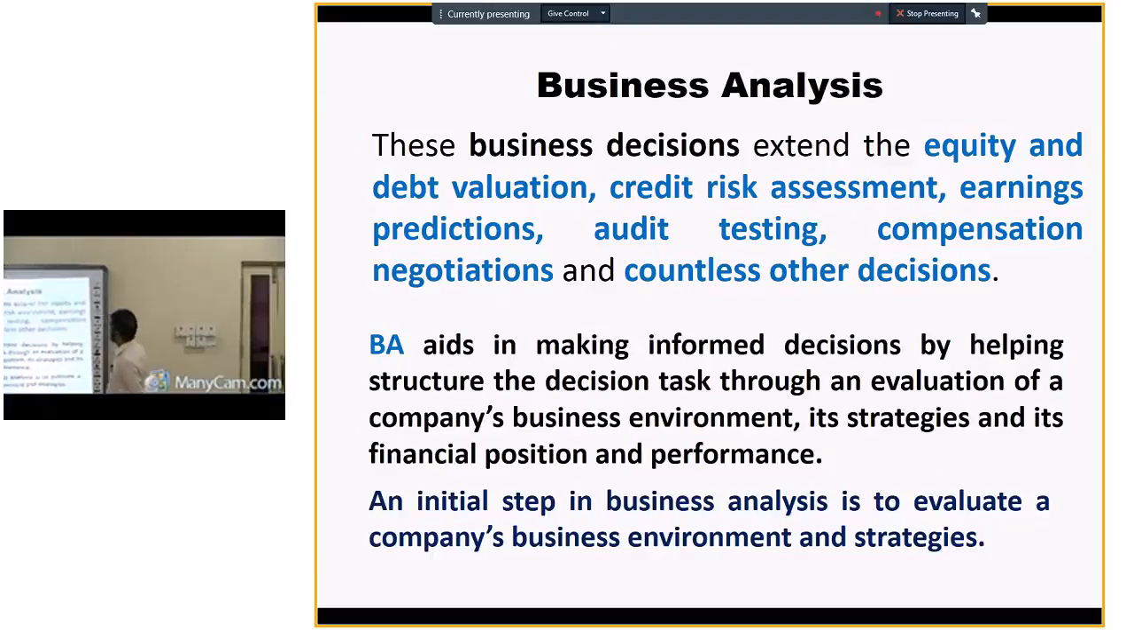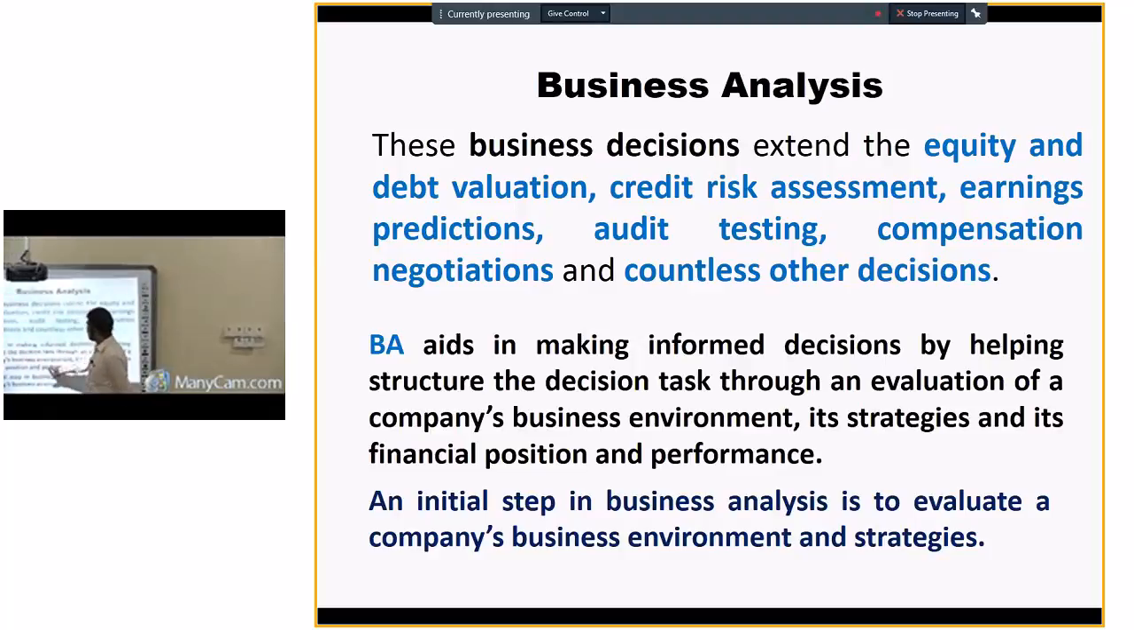This business analysis extends to equity and debt valuations, credit risk assessment, earning predictions, audit testing, compensation negotiations, and countless other decisions. Business analysis aids in making informed decisions by helping structure the decision task through an evaluation of a company's business environment, its strategy, and its financial position and performance.